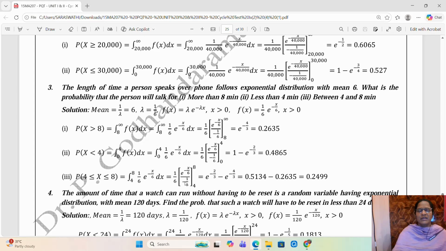Here we have a minus outside, so multiply by minus inside. So e power minus 2 by 3 minus e power minus 4 by 3. The value of e power minus 2 by 3 is equal to 0.5134, minus e power minus 4 by 3. After the subtraction, the answer is 0.2499.